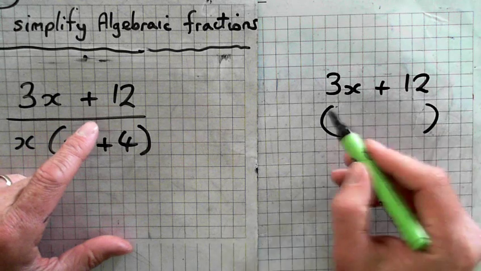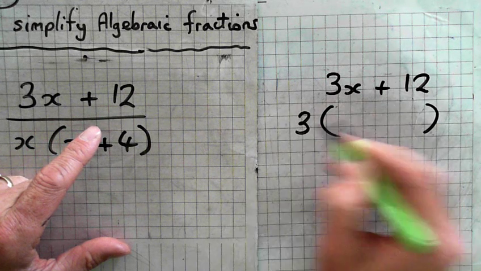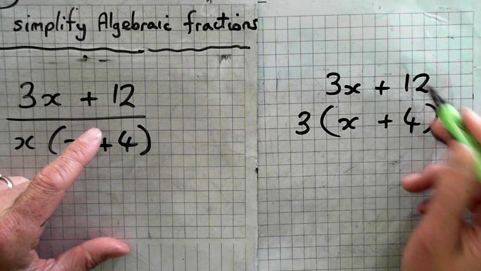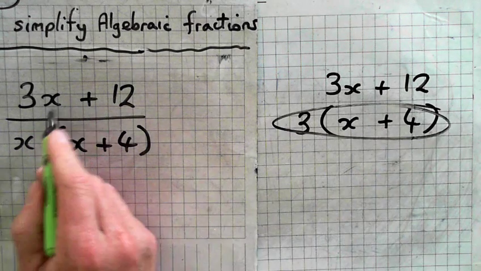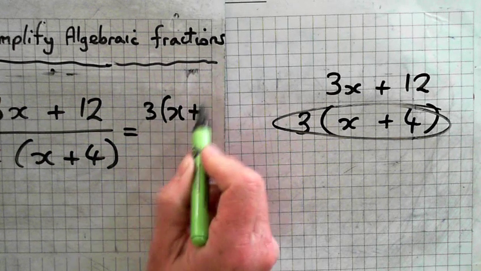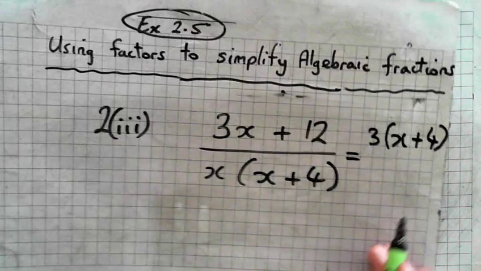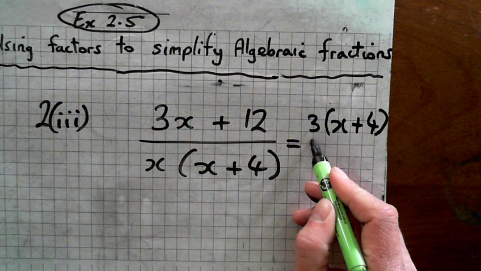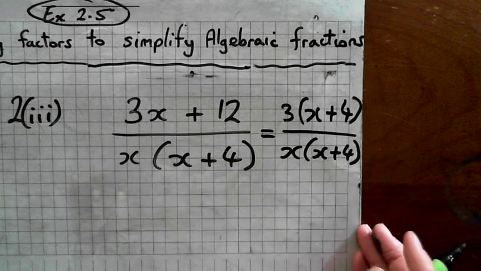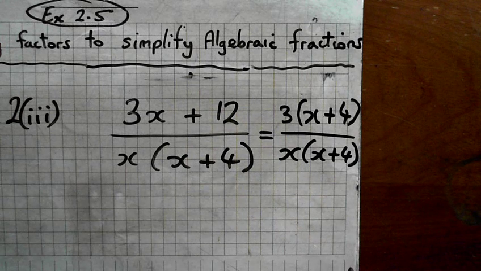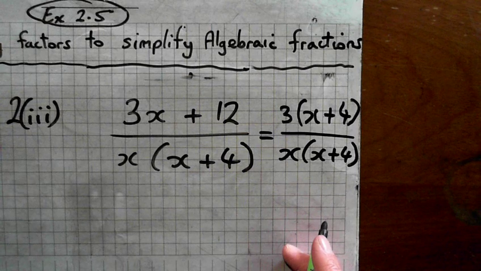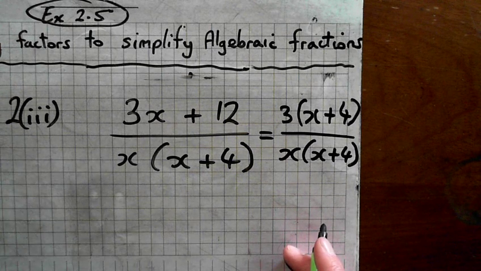What number divides into 3 and 12? 3. 3 times x is 3x, 3 times 4 is 12. Alright, so these are the factors. So I'm going to replace this with 3 bracket x plus 4. See that? That's the answer for that. No, hold on. Alright. I think that's what we had. Yeah, that's the sum.